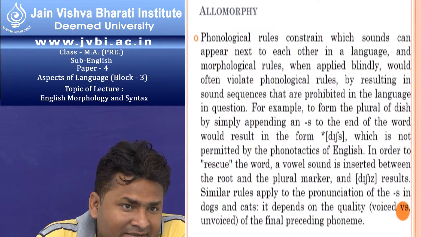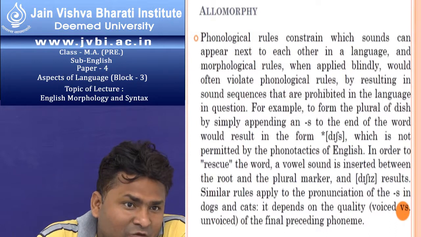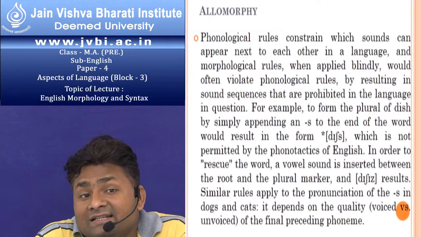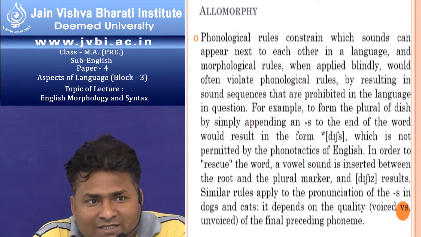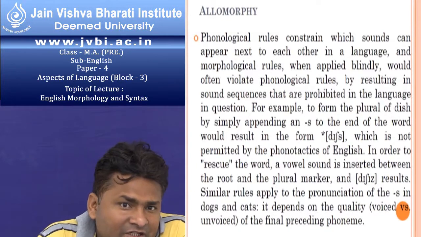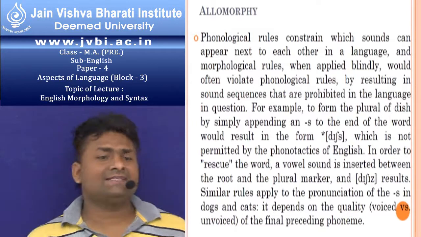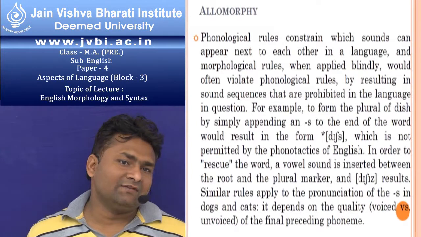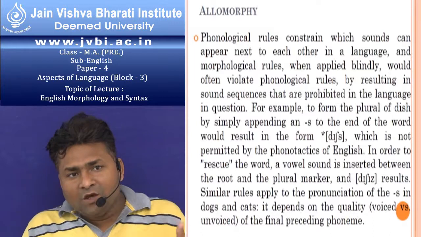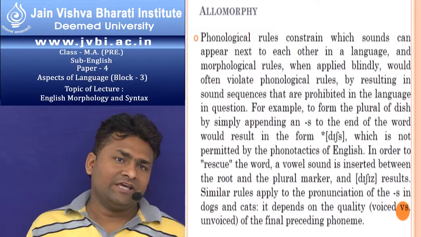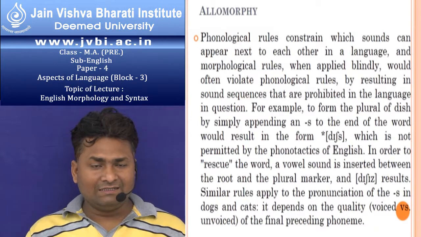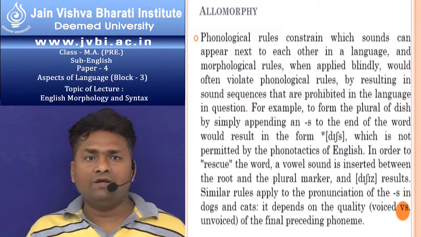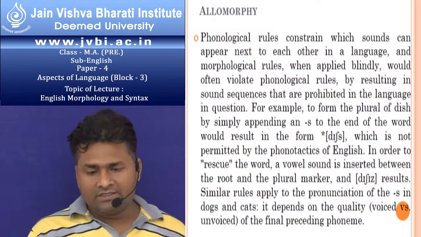In order to rescue the form, a vowel sound is inserted between the root and the plural marker. Similar rules apply to the pronunciation of the S in dogs and cats. It depends on the quality, voiced versus unvoiced, of the final preceding phoneme. So it is not as simple as we think, my dear friends. There are so many rules that decide how it has to function and how it has to be pronounced.